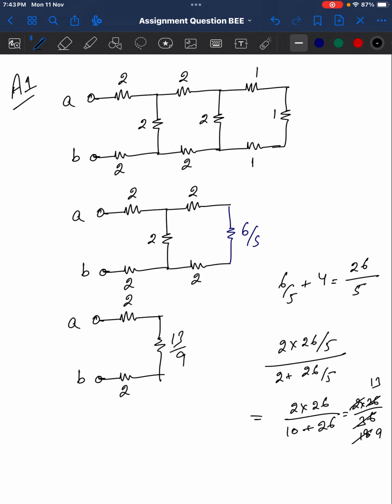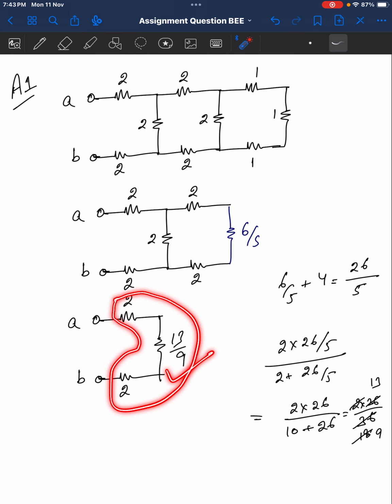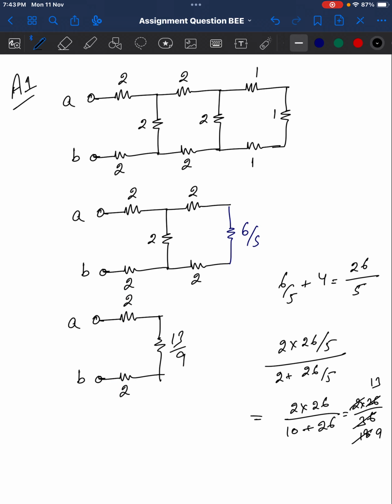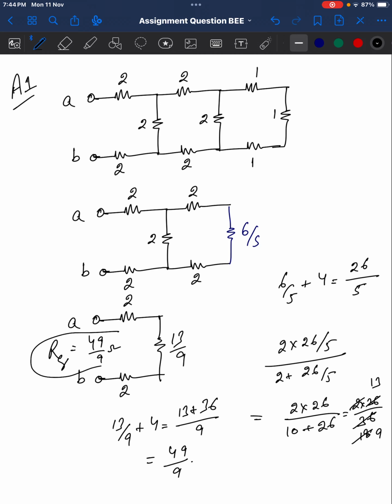So finally, these three resistors are in series. We just need to add all these three resistances and write down here 13 by 9 plus 2 plus 2, 4. That will be equal to 13 plus 36 by 9, that is 49 by 9 ohms. So the value of R equivalent is 49 by 9 ohms, that is the answer. Correct? So we can solve it like this.